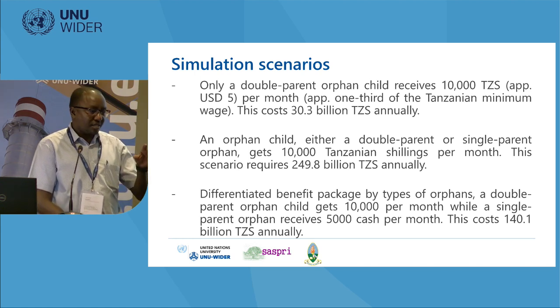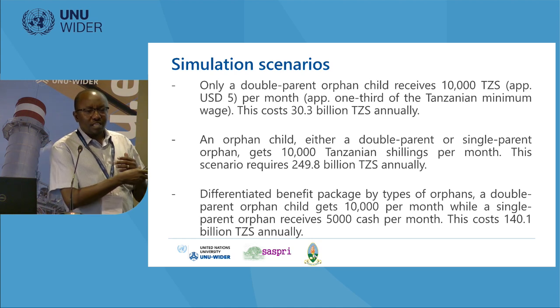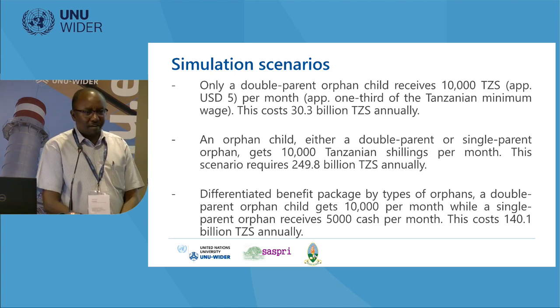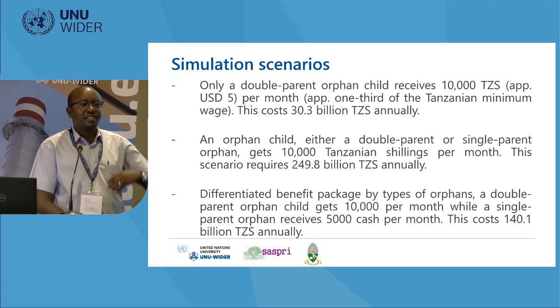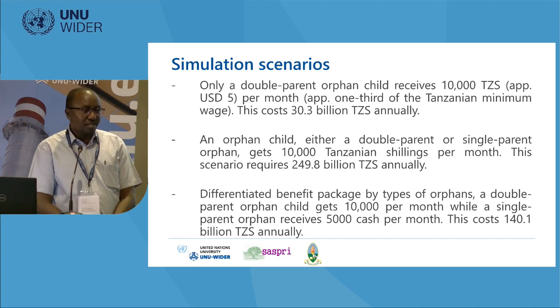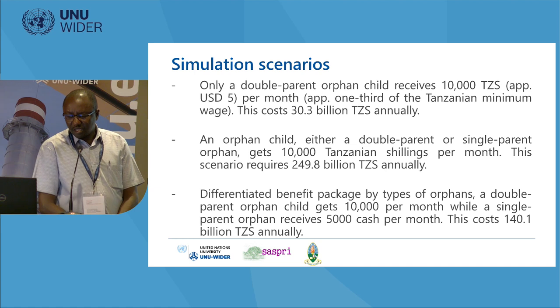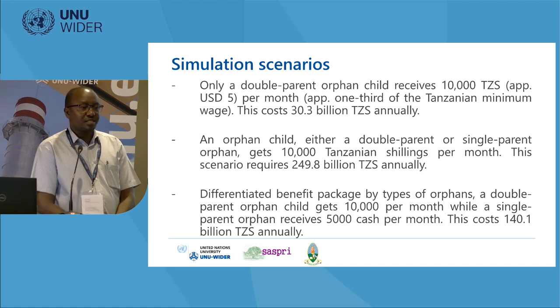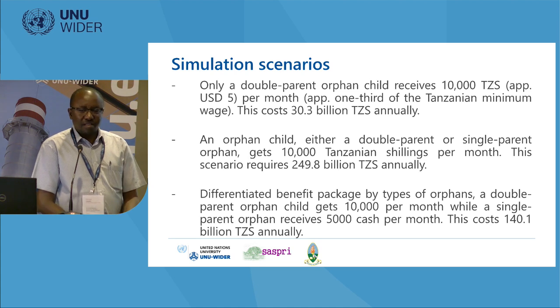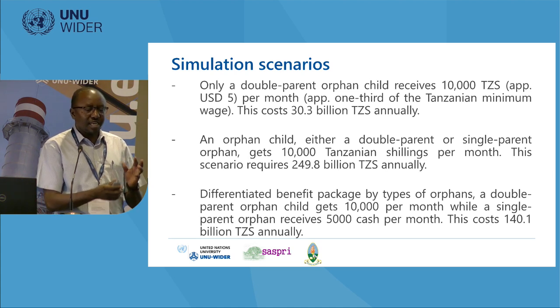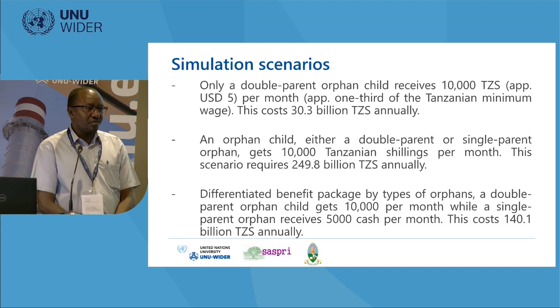That's scenario number one. Scenario number two, say we have 80% of kids who are orphans, 70% are single parent, 1% are double parent orphans. And we give the same amounts. And this one turns out to be the highest in terms of cost. It will end up being 249.8 billion Tanzanian shillings.